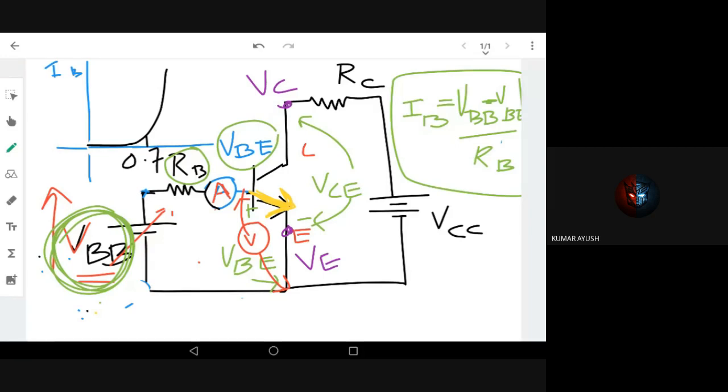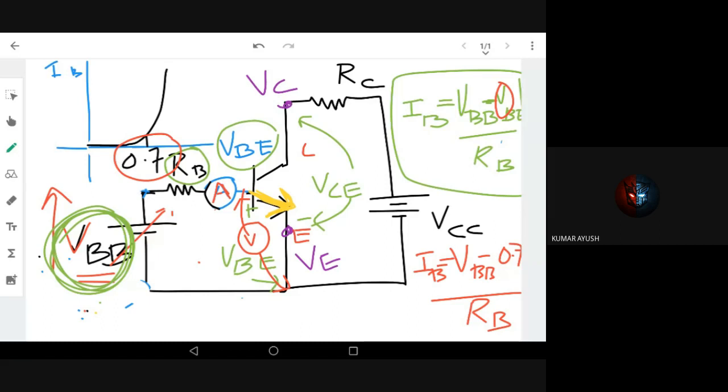In an ideal transistor, we know VB is zero. So for an ideal transistor, it is just VBB by RB. But in a real transistor, we know VB is 0.7. So in a real transistor, practically, the base current is VBB minus a constant 0.7, divided by RB. Okay, there can be some problems, but we'll do problems later.